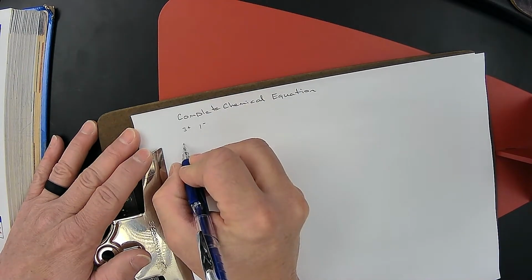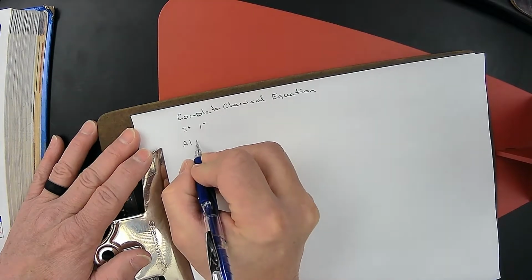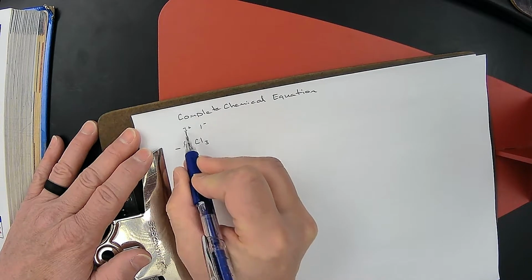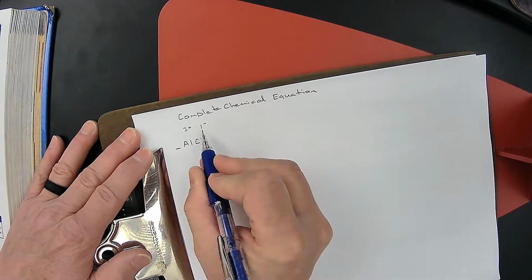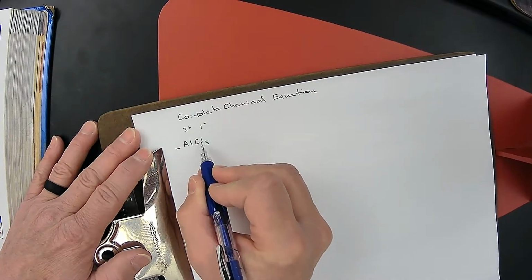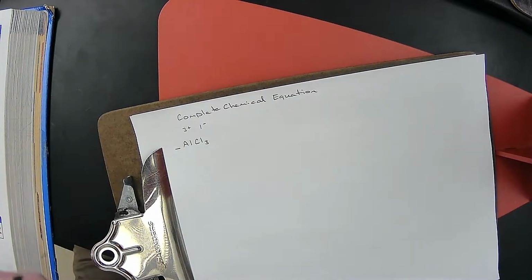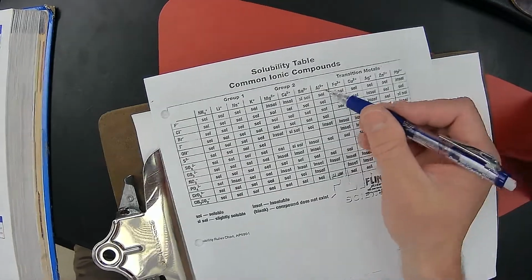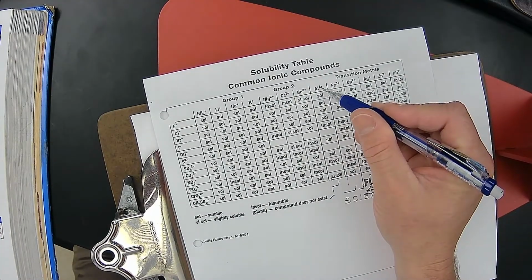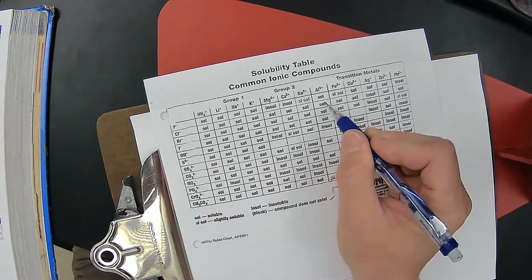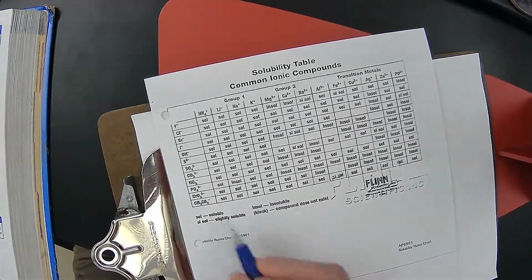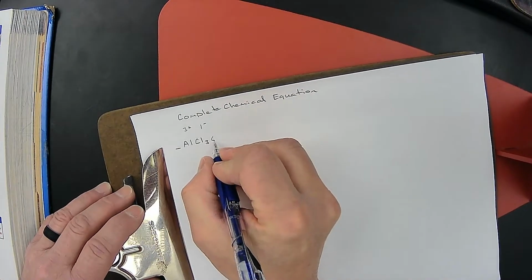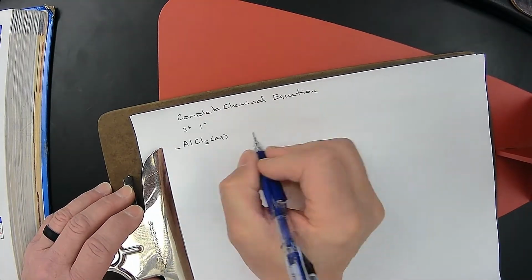So if aluminum and chlorine come together, it's got to be AlCl3, because there's one Al at a 3+, and it's going to require 3 Cl's at a 1- each. After the substance, we want to put whether it's soluble or insoluble. So here is aluminum, here is chloride, and it's SOL. That means it's soluble. Because it's soluble, it is going to form an aqueous solution.